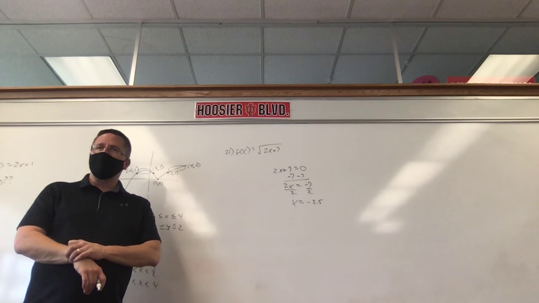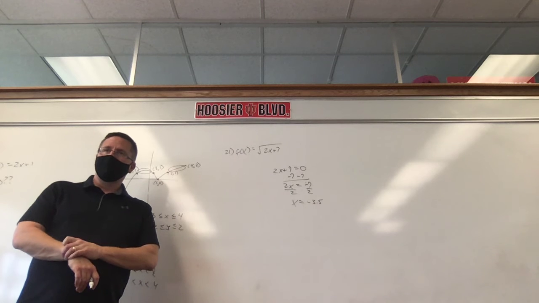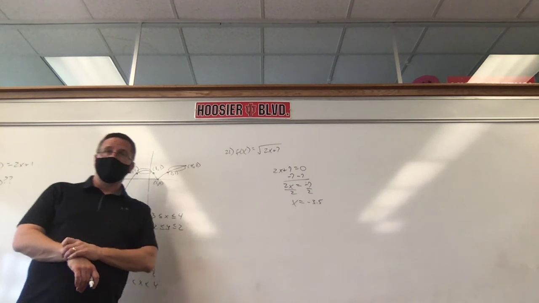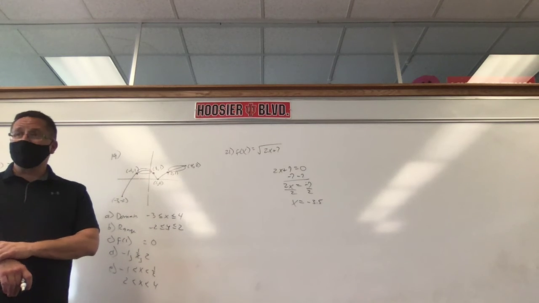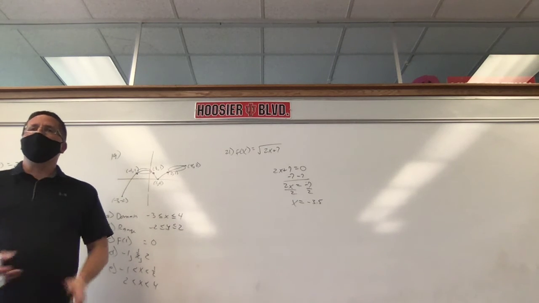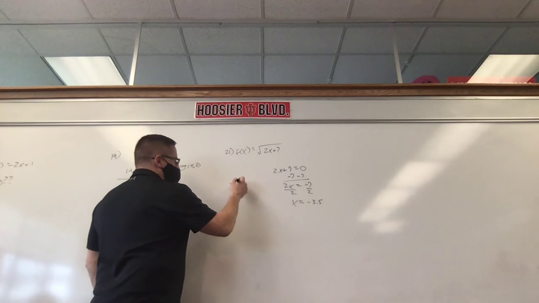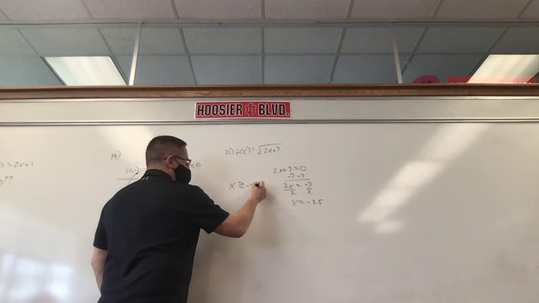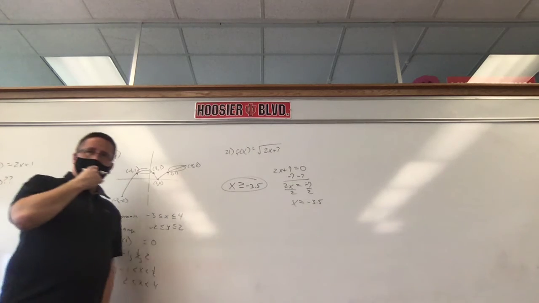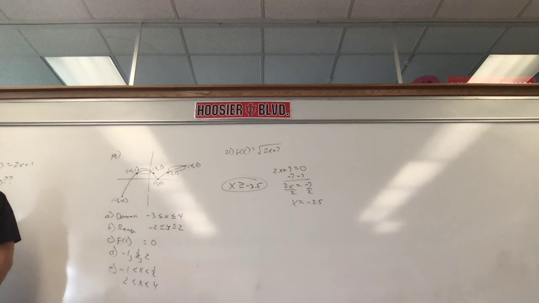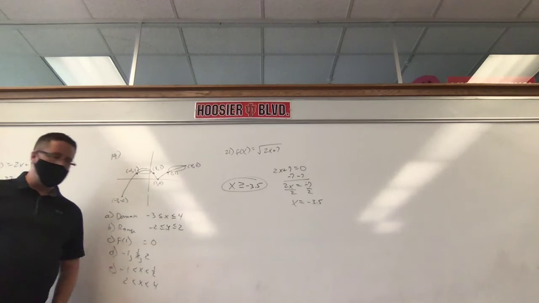What we can't plug in are numbers that are what? Numbers that are less than -3.5. So they want to know, what can we plug in then? Numbers that are bigger than or equal to -3.5. You can plug in any number bigger than or equal to -3.5, but anything smaller than -3.5 will be imaginary, okay?